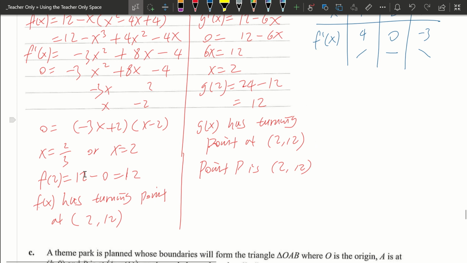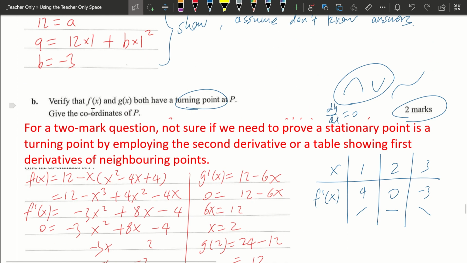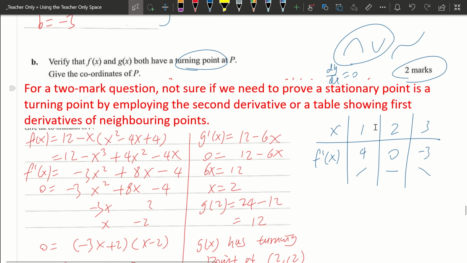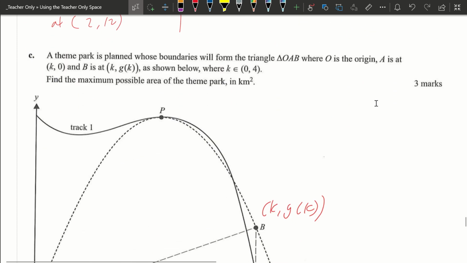And I have just said it's a turning point. Really, all I've done is find the stationary point, so I haven't really proven turning point, but I've just said this point is a turning point and point P. The question says point P, so point P is 2, 12. This sort of table here, I will have to wait for the examiner report to come out to know for sure whether that's needed for a 2-mark question like this. If it's a 3-mark question, then I will most definitely do it, but it's 2 marks, so I am not sure.